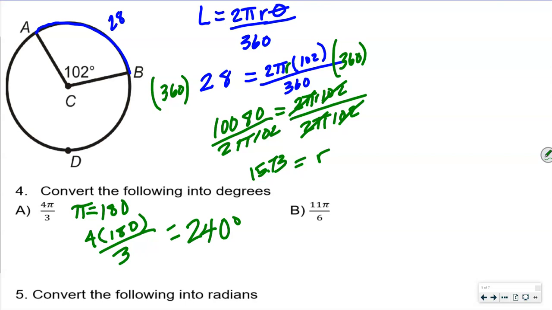Okay, again, change that to 180. So it's 11 times 180 divided by 6. Okay, so that's going to be, again, 180 divided by 6 is 30, and 30 times 11 is 330 degrees.